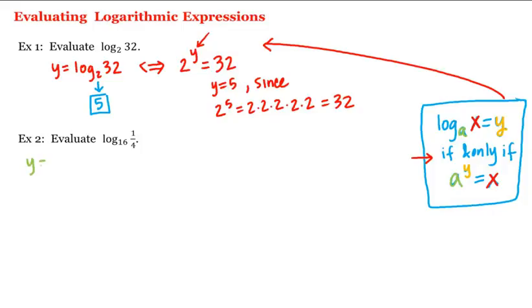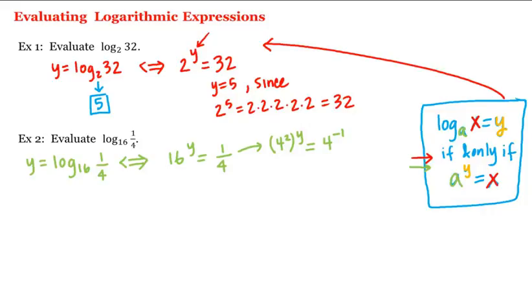Again, we're going to let y be equal to what we're looking for, log base 16 of 1/4. And by our equivalence, this means that the base 16 raised to the power y is equal to what we're taking the log of, namely 1/4. Now 16 is a power of 4. In other words, we can rewrite this as 4 squared raised to the yth power, and we can also rewrite 1/4 as 4 raised to the negative first power.